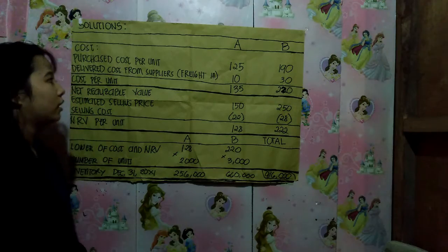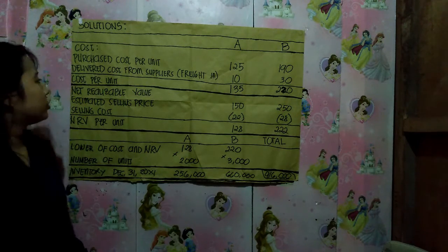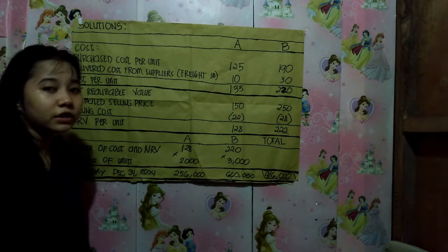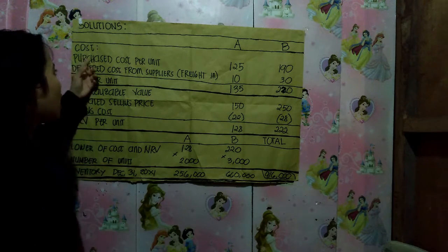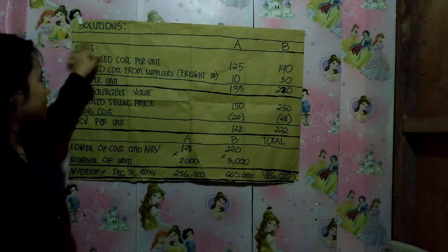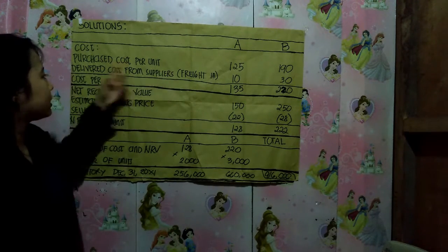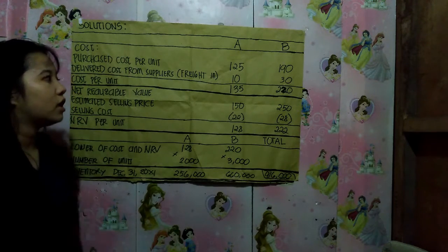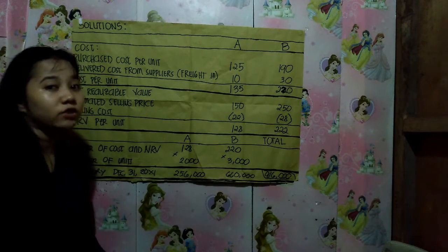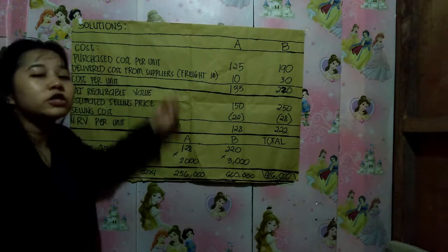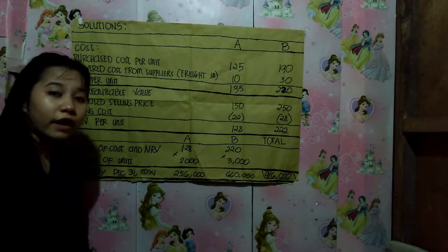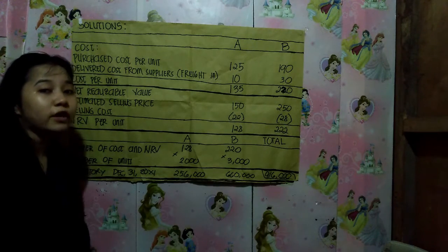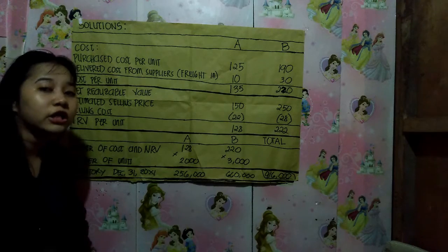For problem 12, we are going to find the cost per unit and NRV per unit. To solve it, we are going to have a cost. The purchase cost per unit and the delivery cost from suppliers, or freight in, belong to cost. I think these two are already given in the information. So the purchase cost per unit for A is 125 and B is 190. The delivery cost from suppliers, or freight in, is 10 for A and 30 for B.